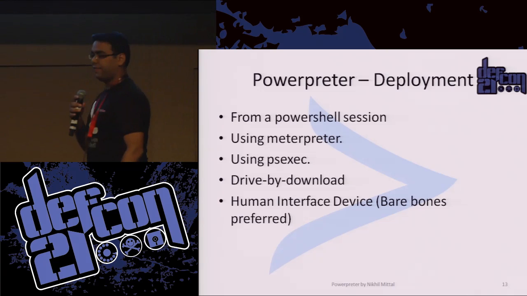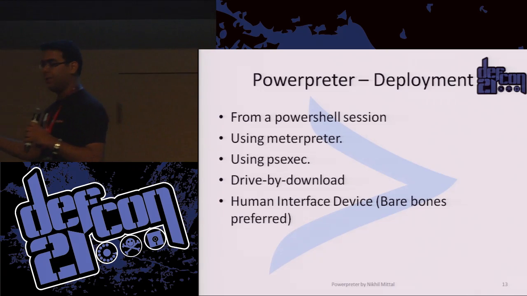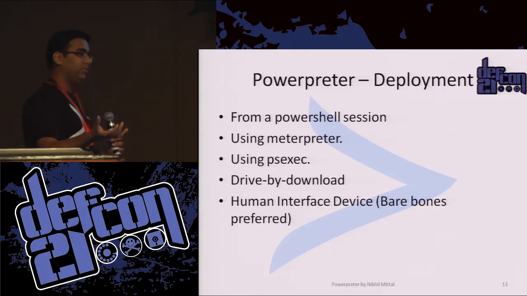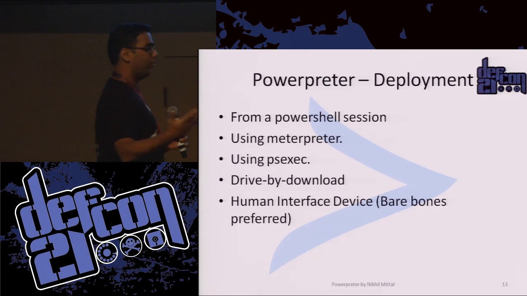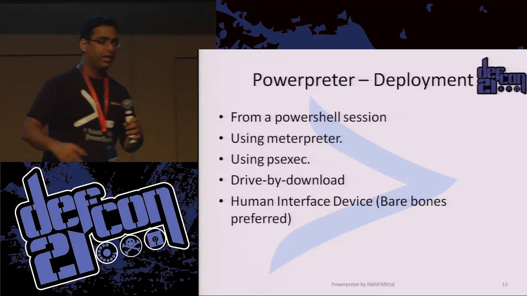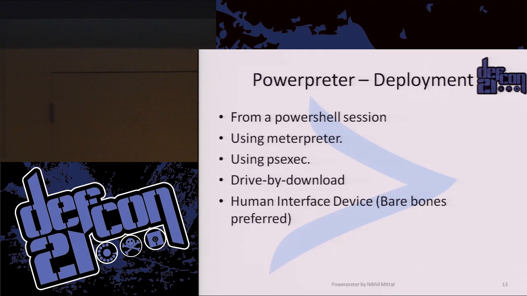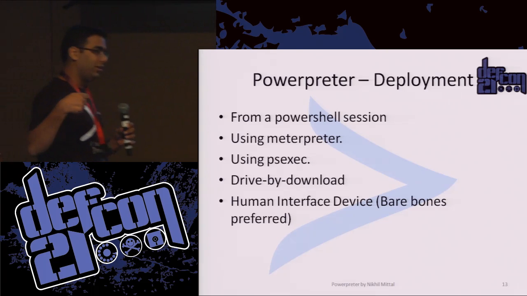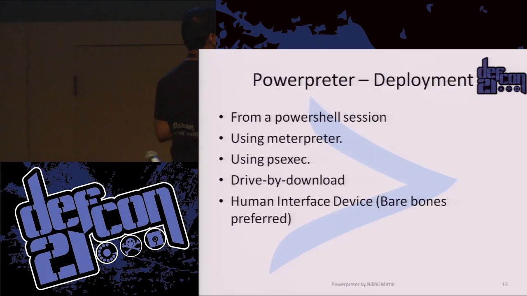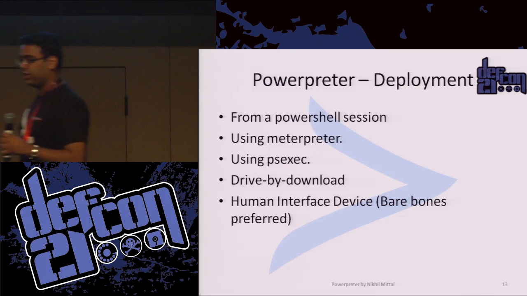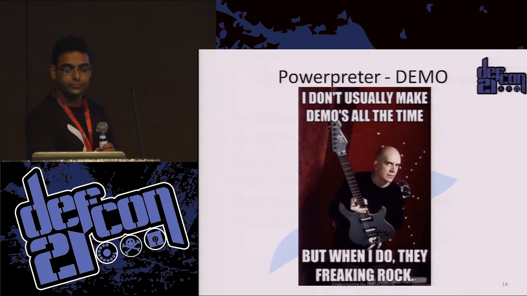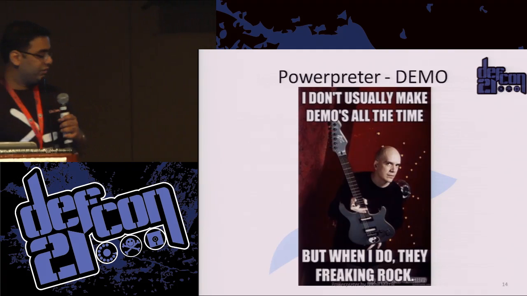Powerpreter could be deployed using drive-by downloads. We'll use an HTML application which will execute VB code, which in turn would download Powerpreter from a server and execute it. And we can also use a human interface device, because I love to insert HID things into everything. So select a couple of functionalities and run them from your HID device. So let's get down to demos.